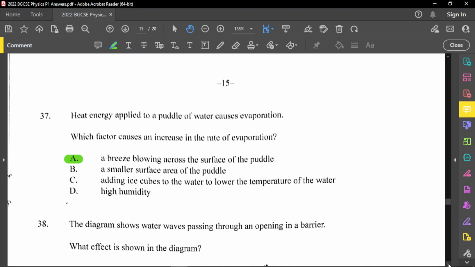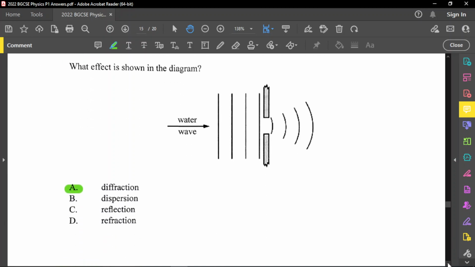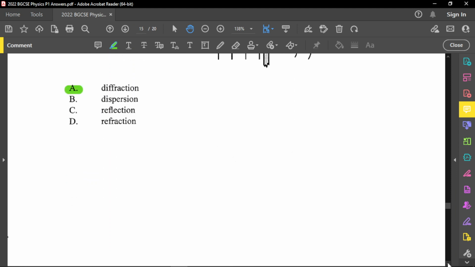So question number 38. The diagram shows water waves passing through an opening in a barrier. What effect is shown in the diagram? This again is a straightforward question, because once water passes through any opening or slit or across an obstacle, that is diffraction. And so A is the correct option there.